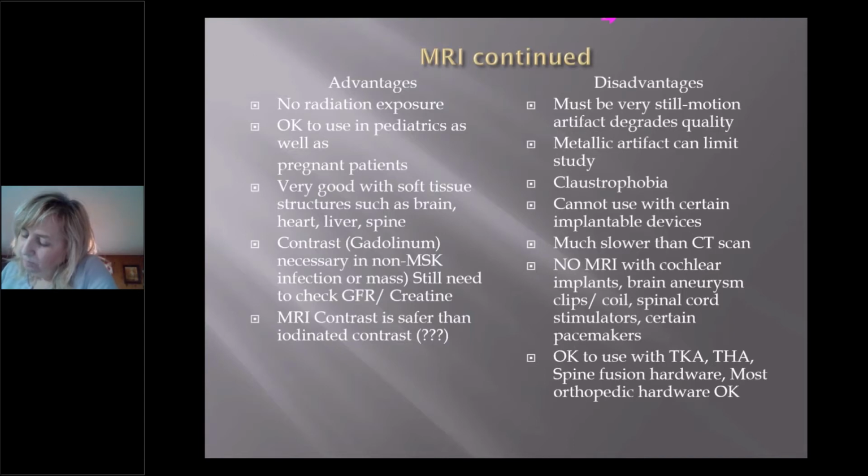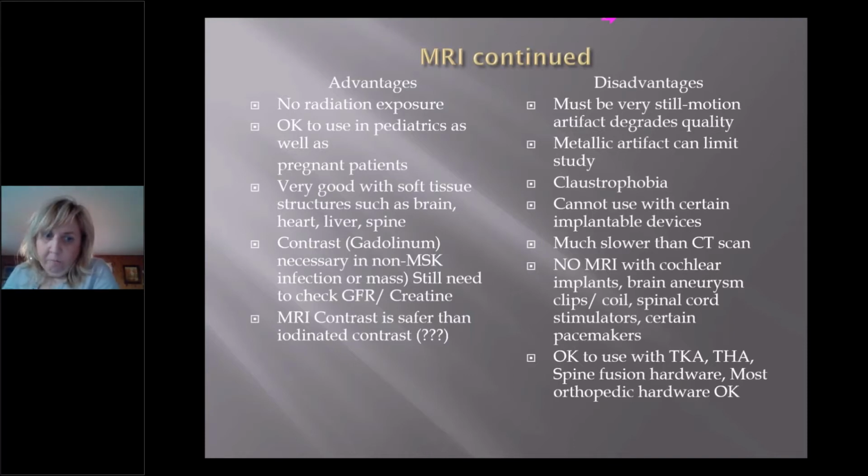There are some arguments that MRI contrast is safer than iodinated contrast. I think the jury's out. There's certainly fewer reports of difficulties with MRI contrast than iodinated contrast, but nonetheless, you still have to be respectful of the GFR and creatinine function. Nobody will do it without checking a GFR or creatinine first, which is reasonable. Most places will check it the day of to make sure that the creatinine is in an acceptable place.